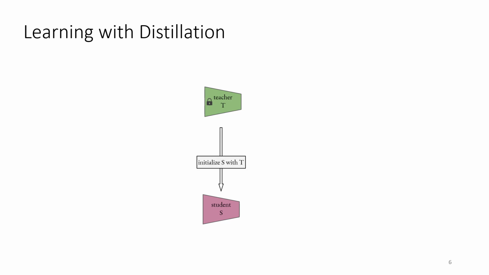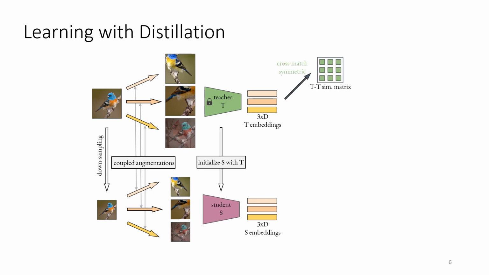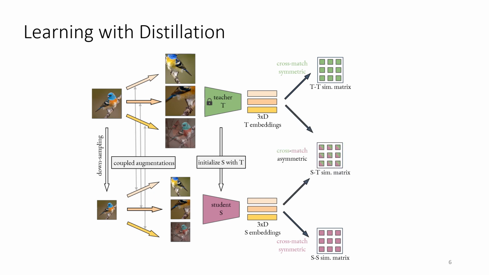Each training image is first downsampled to small resolution, and the exact same augmentations are applied to both images of large and small resolution, which are then processed by their respective models. Resulting embeddings have the same dimension, allowing us to compute pairwise distances or similarities within teacher embeddings, within student embeddings, and across teacher and student embeddings. We refer to the last ones as asymmetric distances.